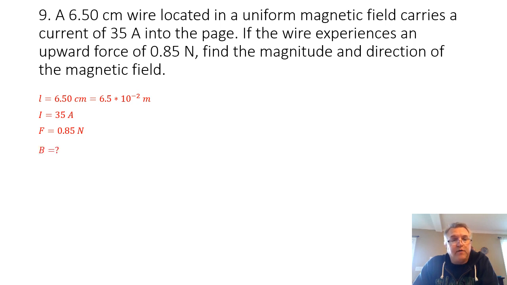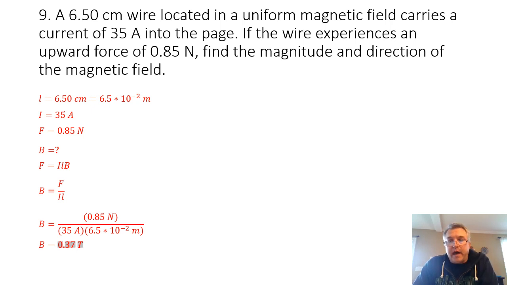So if we're looking for the magnetic field, we have the force, the current, and the length. We are going to want to use F equals ILB. Solving that equation for the magnetic field will give me B is equal to F divided by the current times the length. I plug my known values into that equation, and I am going to get a magnetic field of 0.37 Tesla.